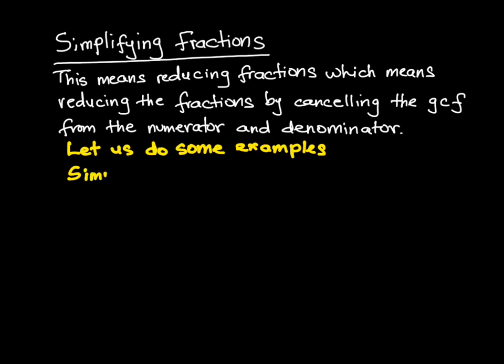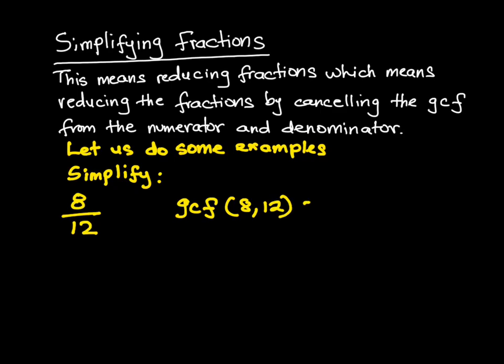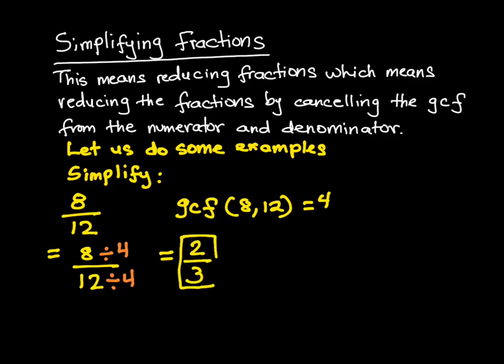So we have a question which says simplify, and the fraction is 8 over 12. So we're going to find the GCF of 8 and 12. And as you can see, the GCF of 8 and 12 is 4. Now that we have the GCF, we're going to divide both the numerator and the denominator by the GCF. So 8 divided by 4 is 2. 12 divided by 4 is 3. And that's the answer.